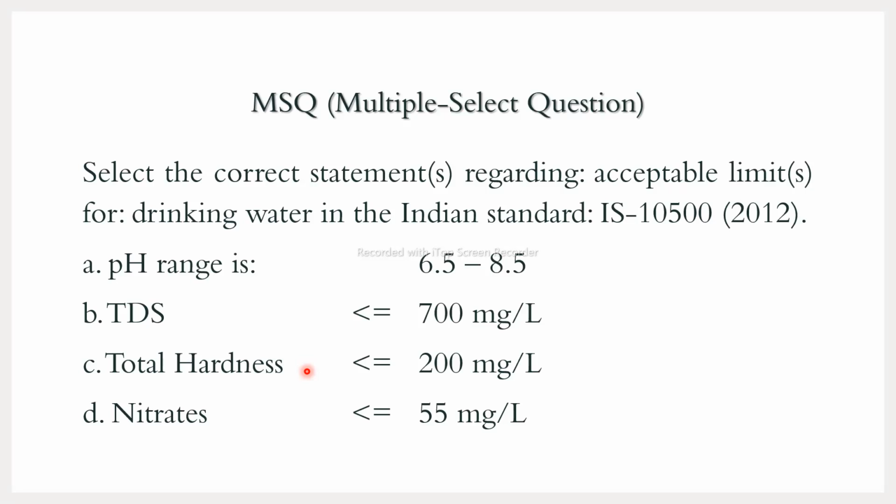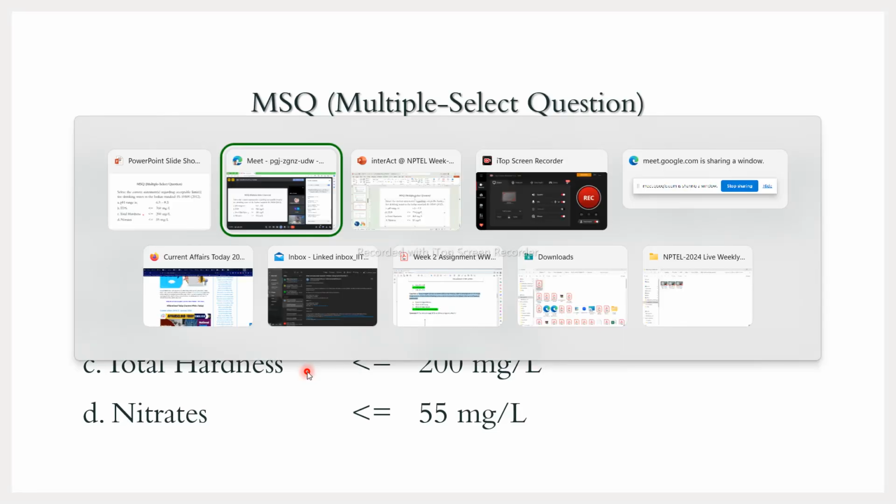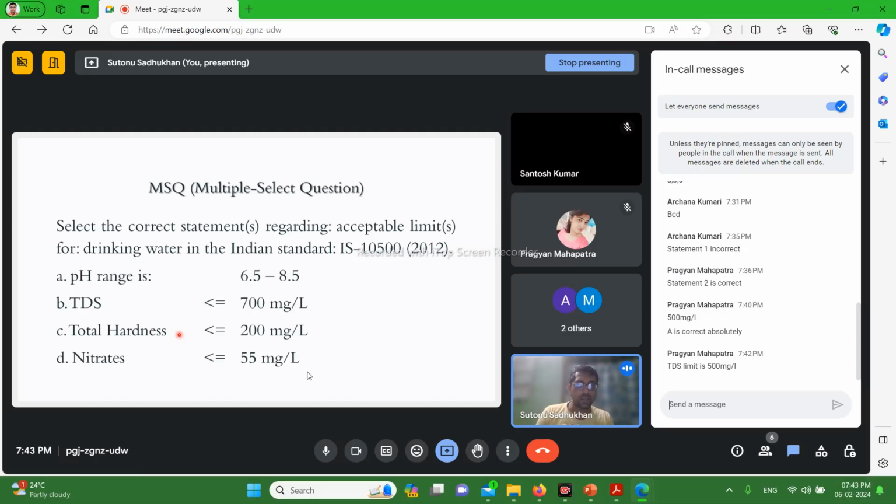If you heat the water or if the water is stagnant for a long time, then you will see a white layer on the utensil on which the water was kept, if the hardness is high in that water. So that is a component of the TDS basically. And the nitrates is less than or equal to 55 milligram per liter. So which one is the acceptable range?